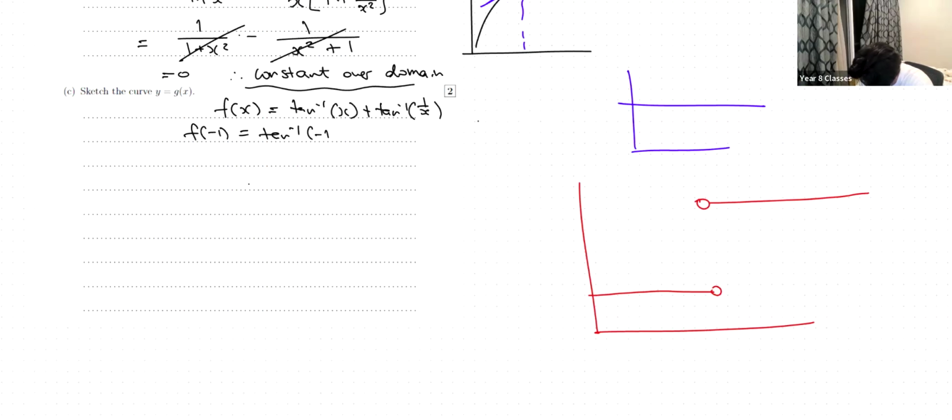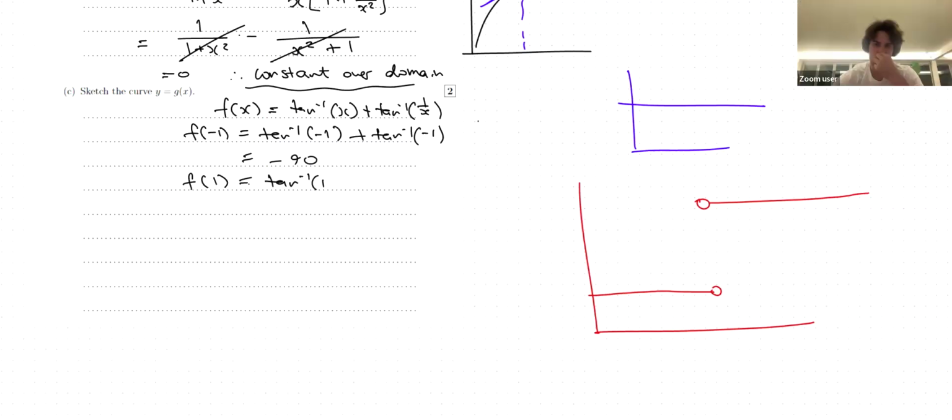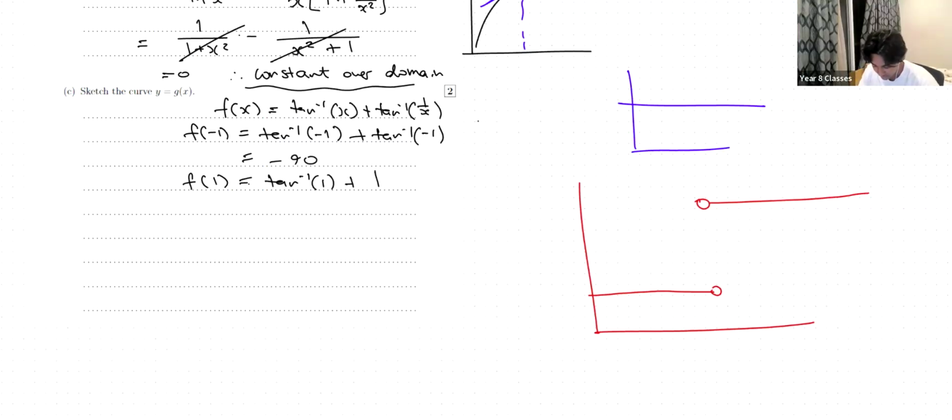Okay, so this is going to give you this, and then if you were to plug that in, you get tan inverse -1. You'll get -90. And then if you plug in f of 1, so the other side of the discontinuity, again, this doesn't have to just be 1. It could be like 67 for all I care. And then if you do this, tan inverse, this is going to be 90 because each of these are 45. So, actually, hold on a second.